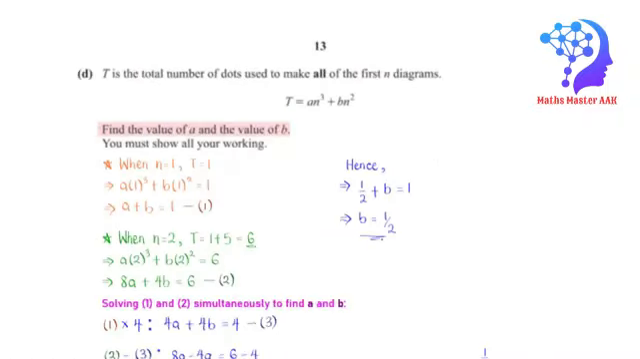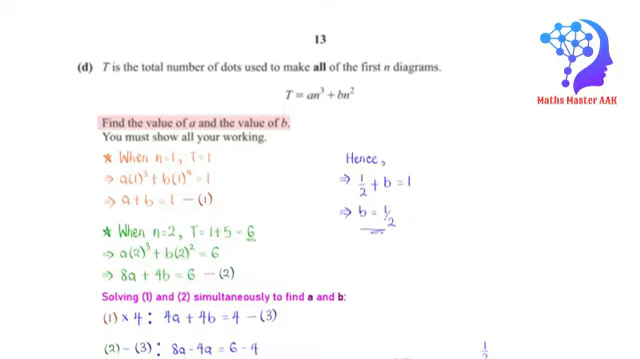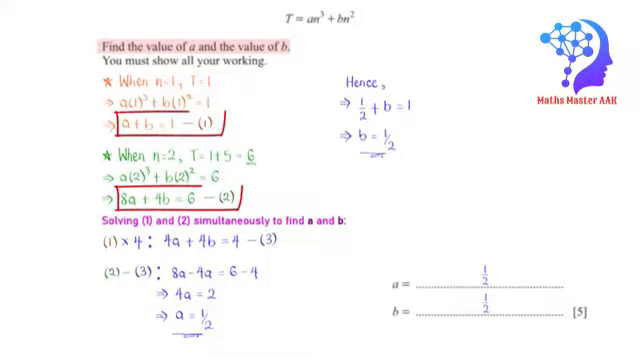When we substitute n equals 1, t equals 1 into the equation, we have a times 1 cubed plus b times 1 squared equals 1. This simplifies to give us a plus b equals 1. When we substitute n is equal to 2, t is equal to 6 into the equation, we have a times 2 cubed plus b times 2 squared is equal to 6. When we simplify this, we get 8a plus 4b is equal to 6. We now have two equations in terms of a and b. We need to solve these two equations simultaneously. Let's use the elimination method.